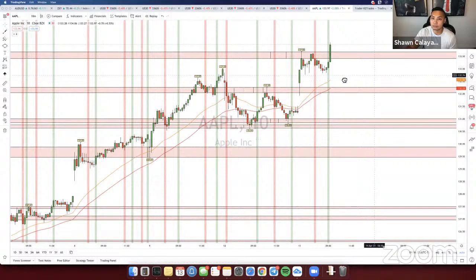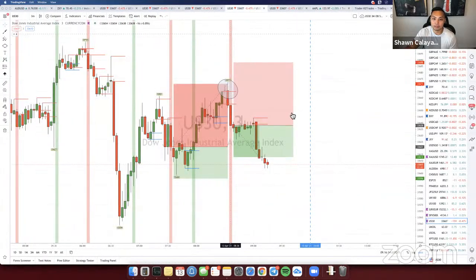All right, let me go back to US30. Yeah, it's starting to come down. So it looks like we're going to have a bearish bias. It seems like a bearish bias right now. We'll keep watching it, see how this plays out.